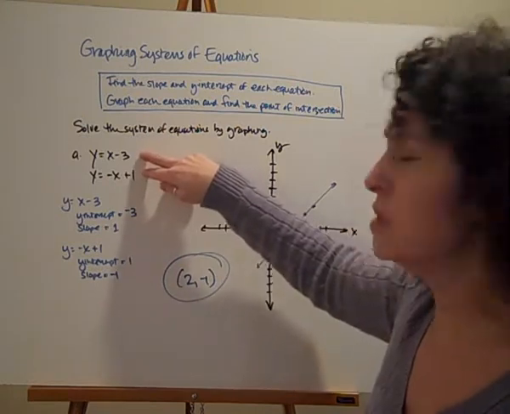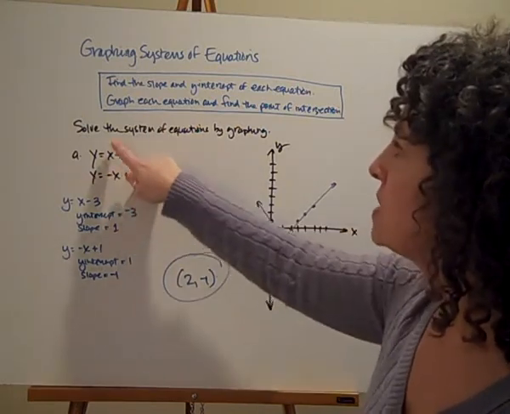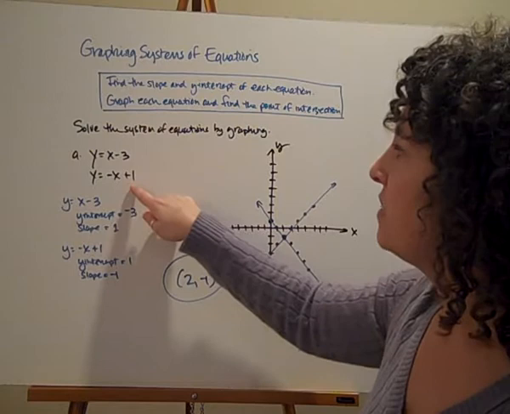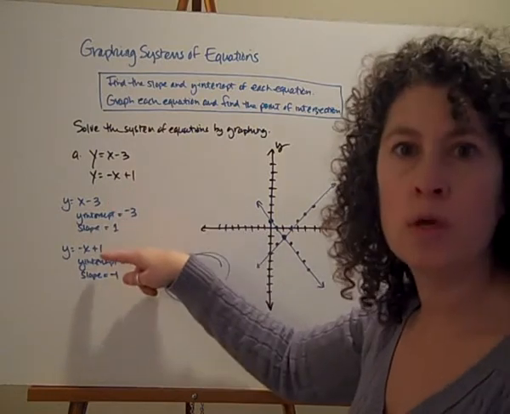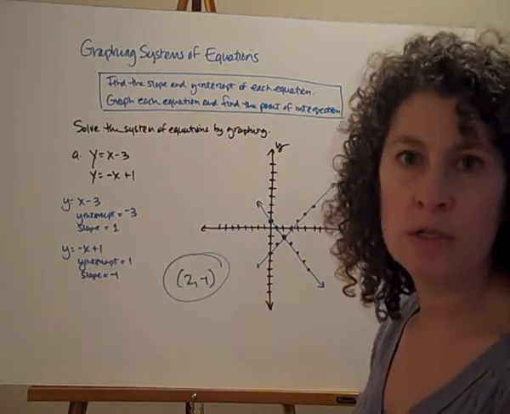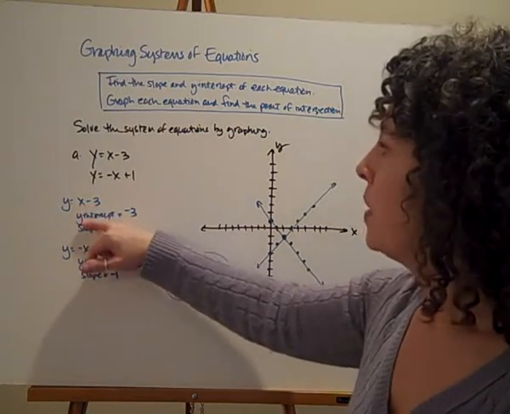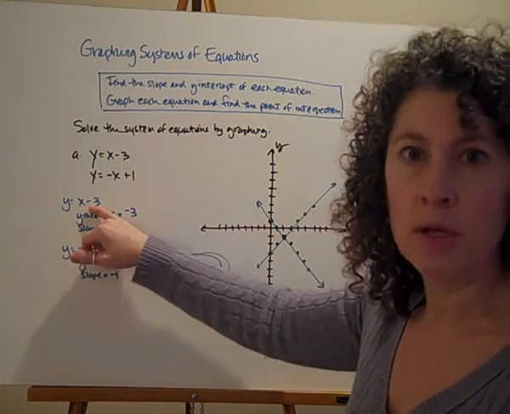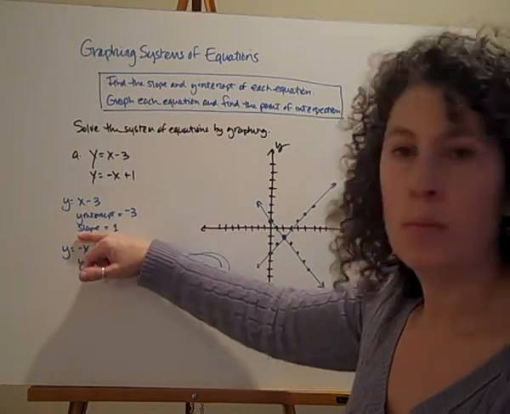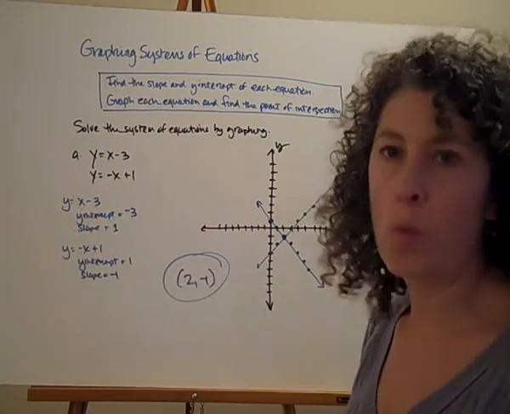So let's start with this first system. y equals x minus 3 and y equals negative x plus 1. I'm going to take each one of those equations and find the y-intercept and the slope. For my first one, it's in slope-intercept form. So I know my y-intercept is negative 3. It's that number at the back there. And I know that my slope is the number in front of the x. So that is a 1.